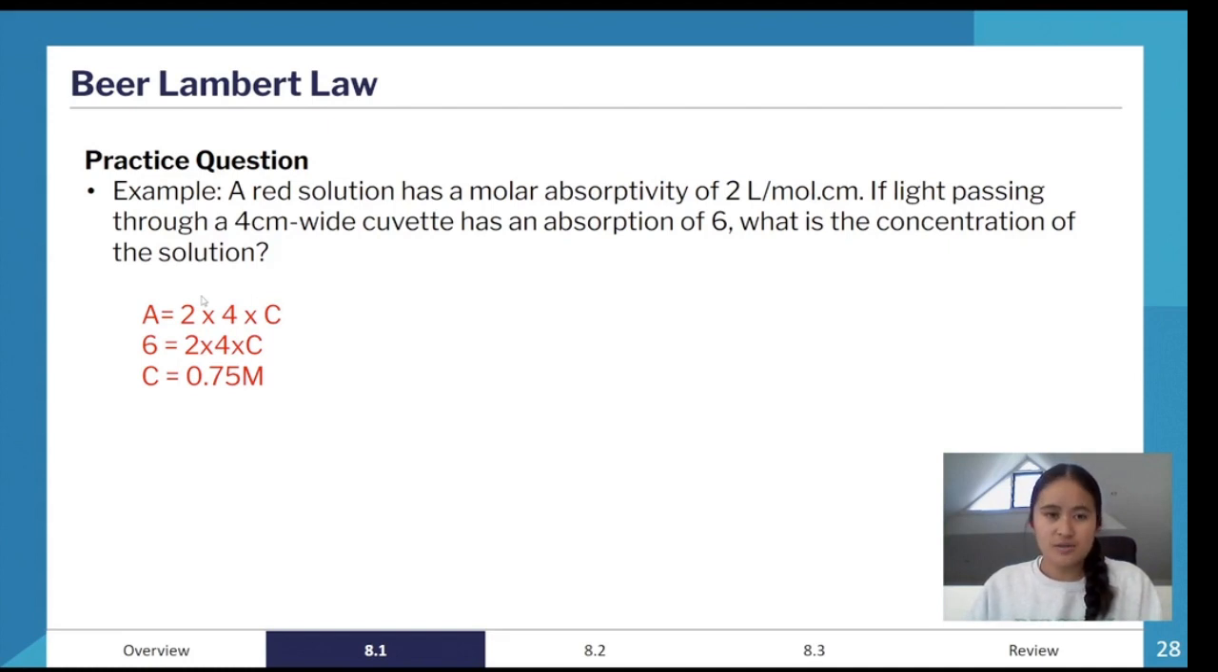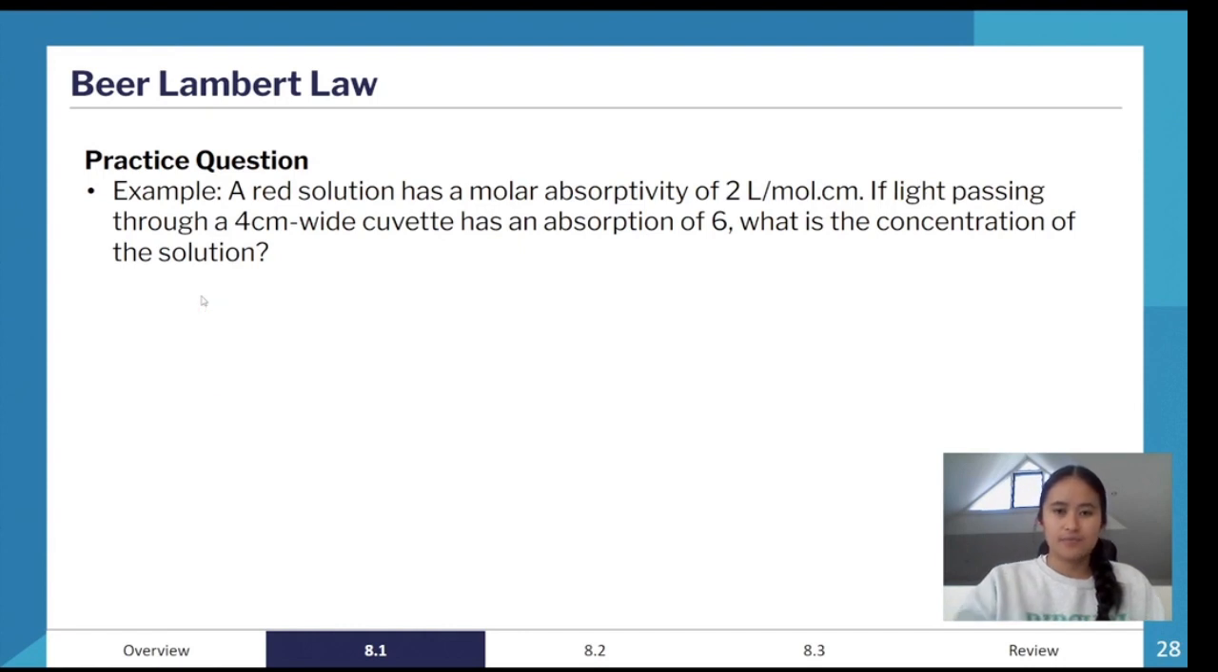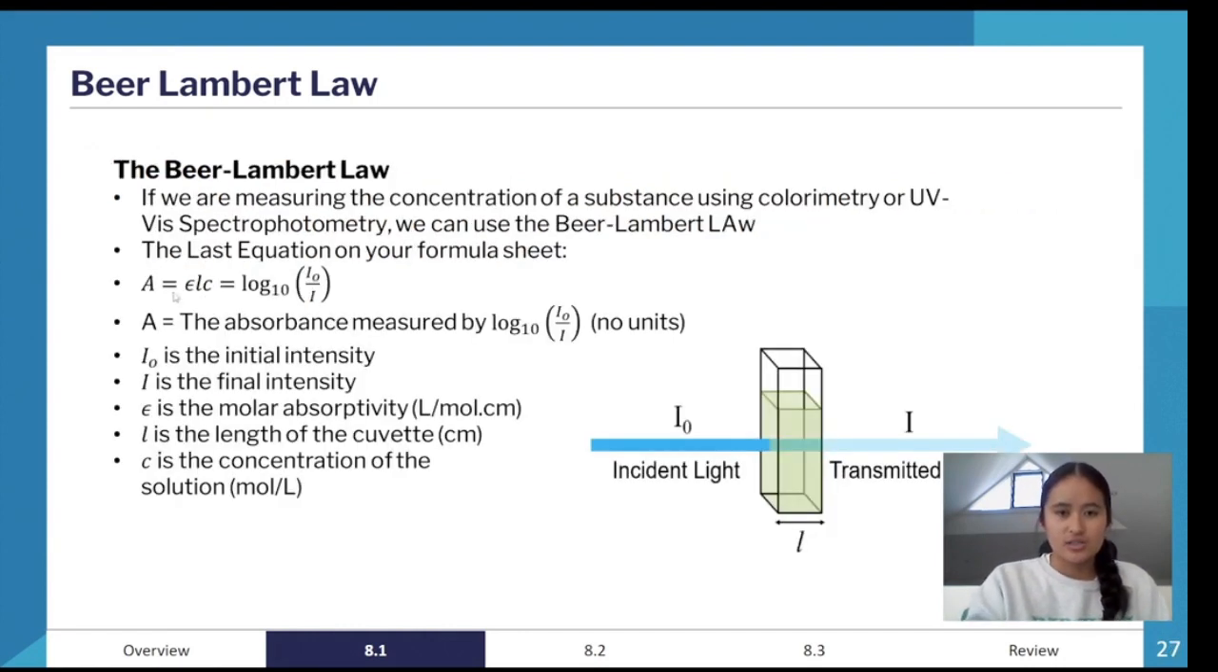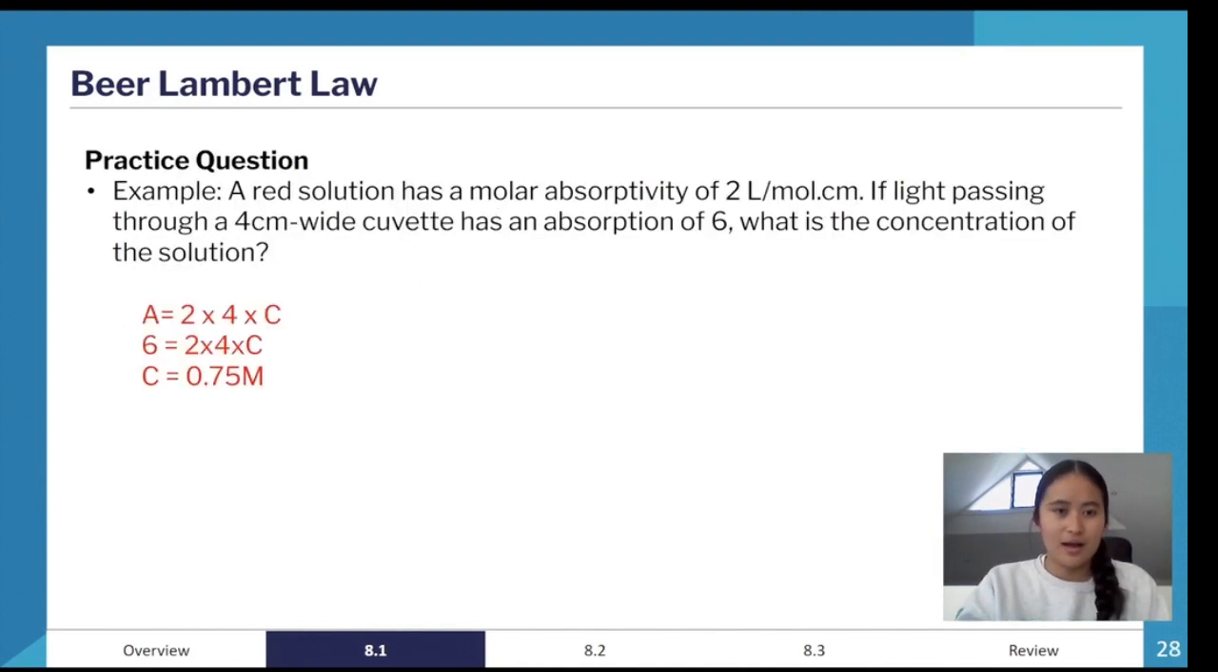So that's basically how you use the Lambert Law. You can also use it with the light intensity stuff, but I didn't have a practice question for that. So just know that, if we go back, the incident light is what goes on top and the transmitted light goes below it. So that's really all you need to know.